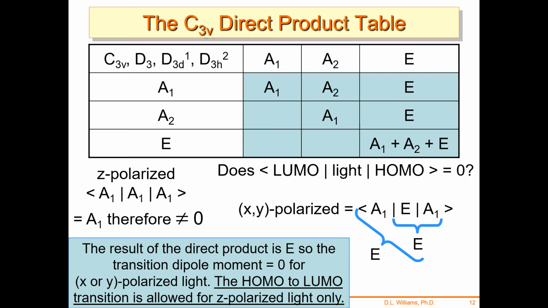So what we did for the one-dimensional particle in a box is really no more difficult than the one-dimensional case. We just have a different character table, different direct product table. Did you have a question?